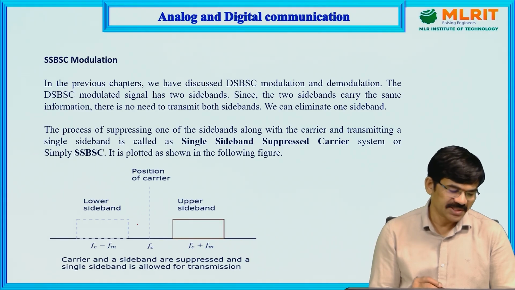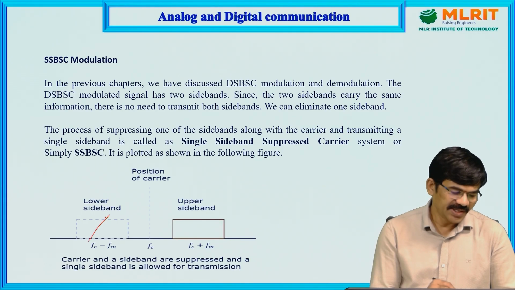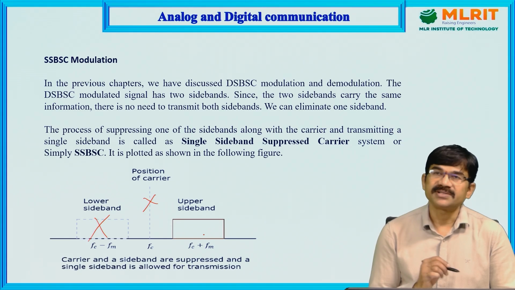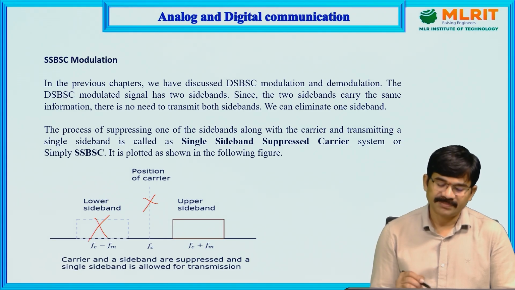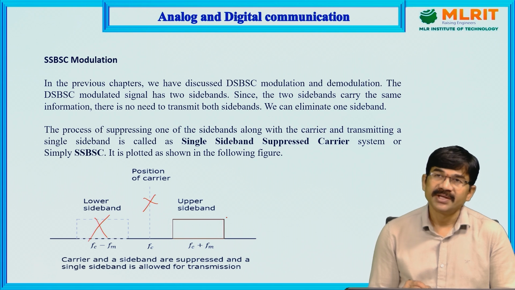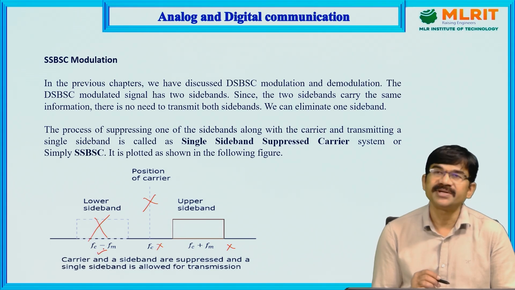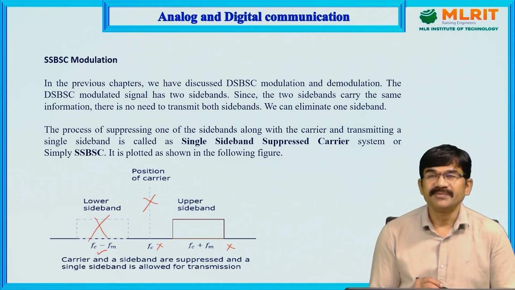In SSBSC, here the lower sideband we are removing, the carrier also we are removing, and only the upper sideband we are transmitting. Only one sideband, that is the upper sideband, we are transmitting. Another way, we can remove the upper sideband, remove the carrier signal, and transmit only the lower sideband. Either we can transmit the lower sideband or the upper sideband by using the SSBSC modulation technique.